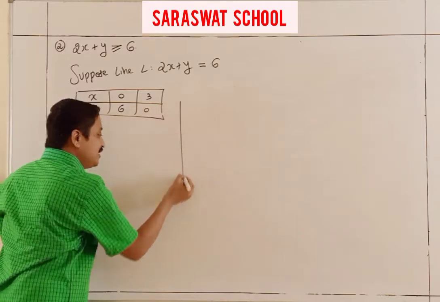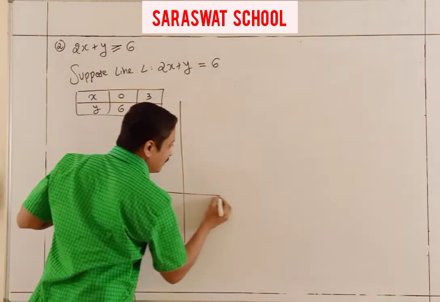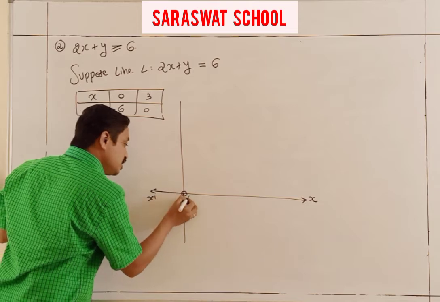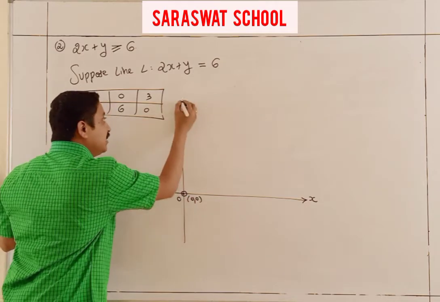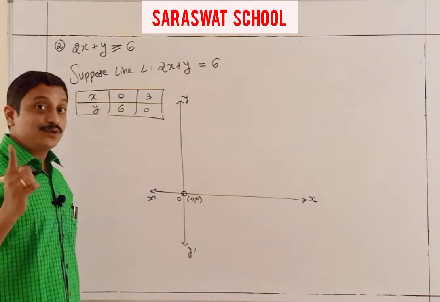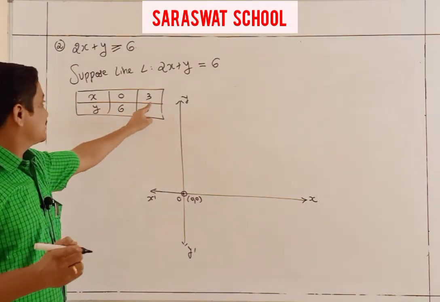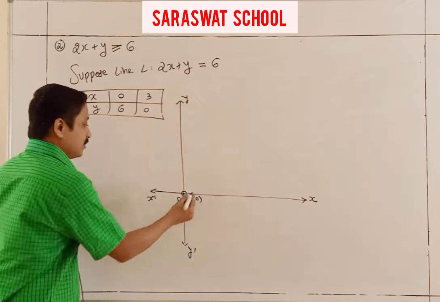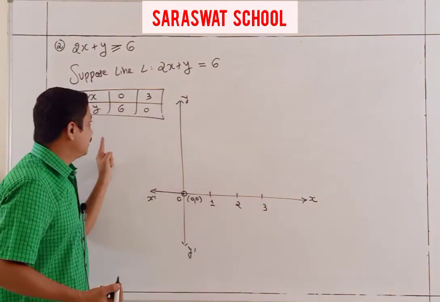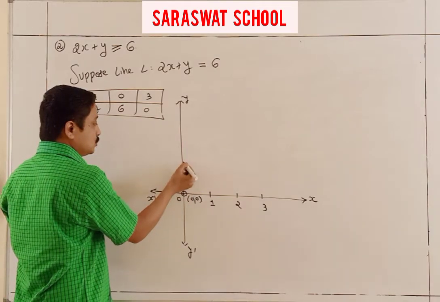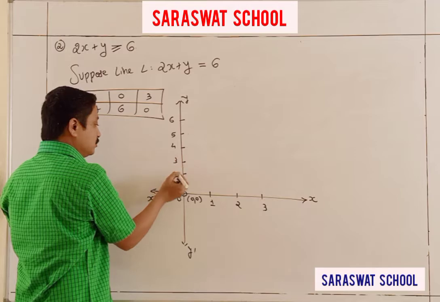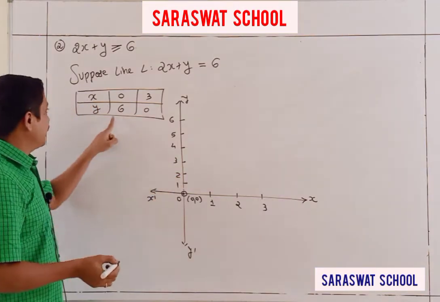Now you can easily draw our x and y axes. X dash, here origin O, and here y dash. Properly draw using a pencil and scale. X axis up to 3: 1, 2, 3. Y axis: 1, 2, 3, 4, 5, 6. That value is your first point, x 0, y 6.